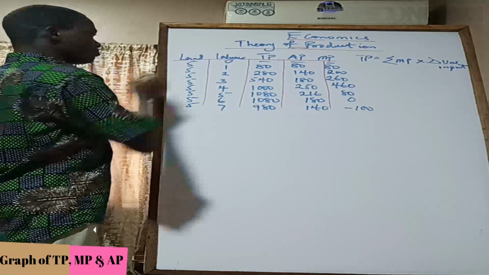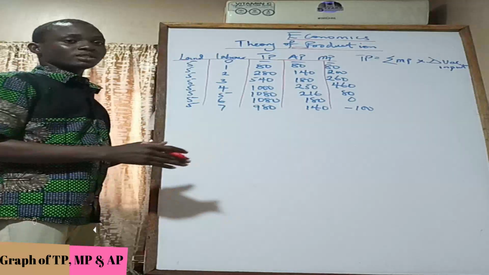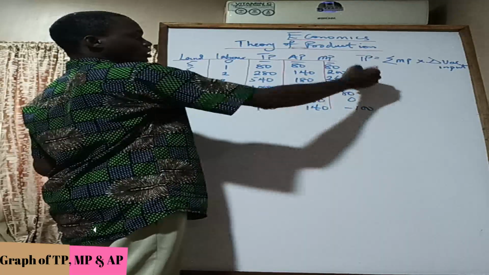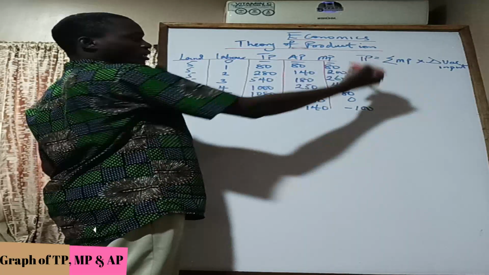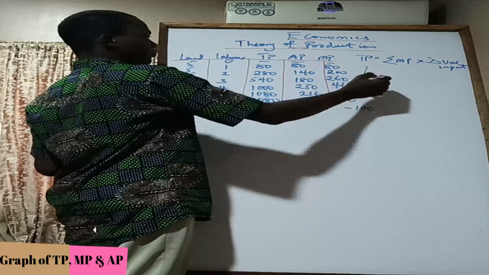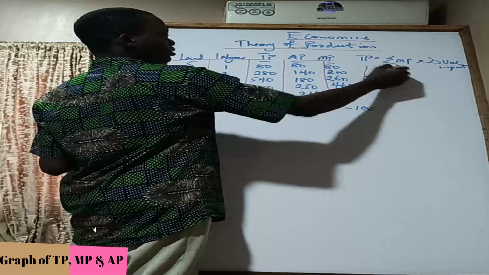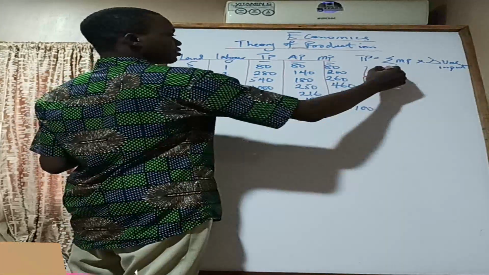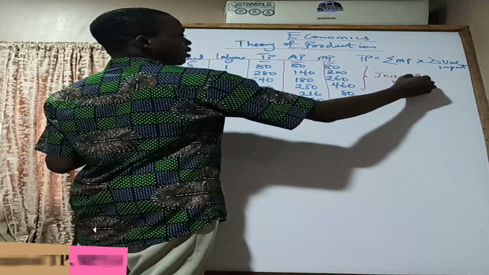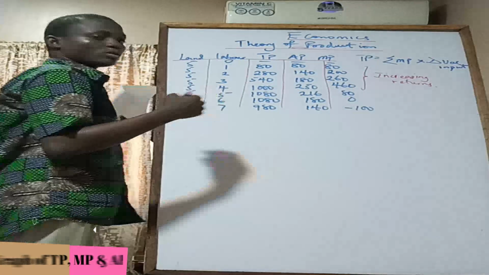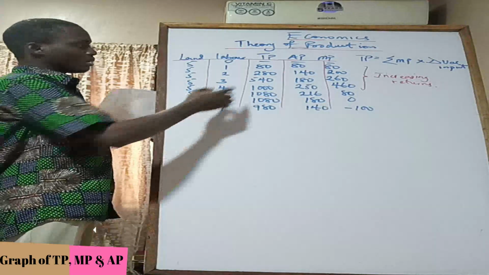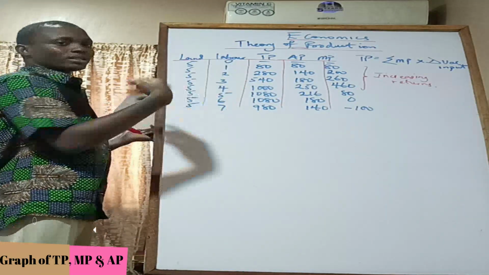So looking at this schedule, where are we experiencing increasing returns? 80 is more than dash, right? 200 is more than 80, 260 is more than 200, 400 is more than 260, but 80 is not more than 460. So all this region from the first worker to the fourth worker is increasing returns. Let me just call it increasing returns. And why? This is simply because the marginal product successively increased. So the marginal product along that range of employing these workers successively increased.